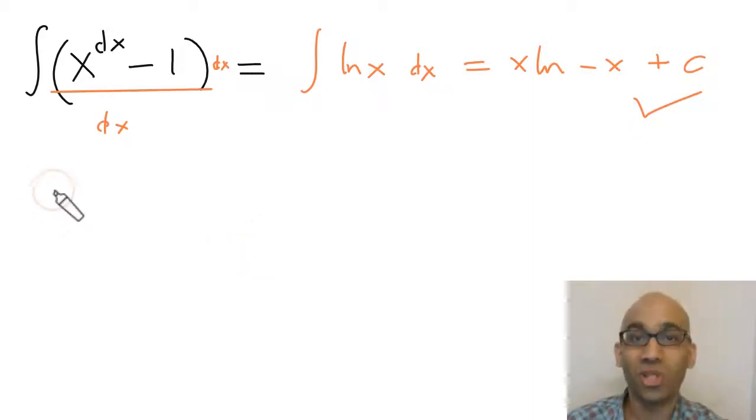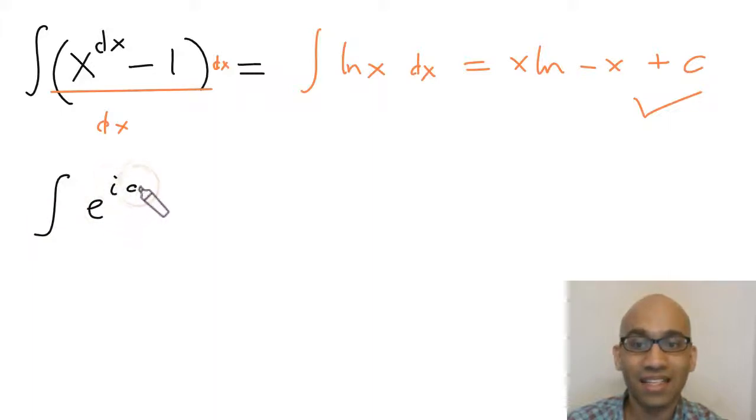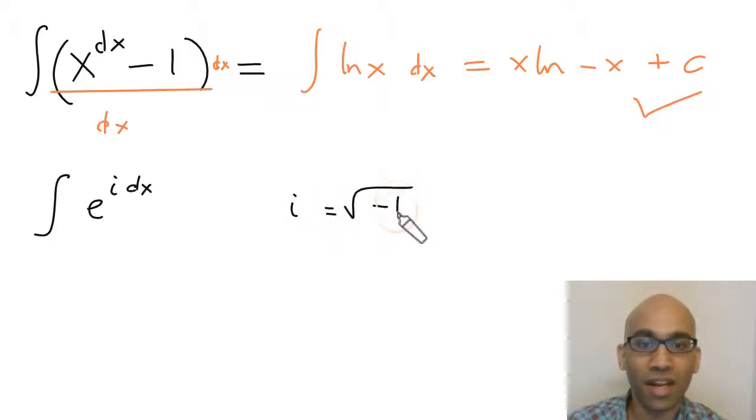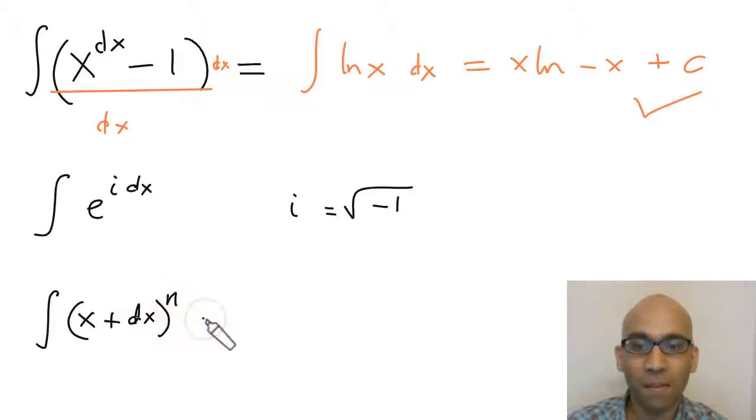And now here are your challenge problems. The first problem is e to the i dx. There's no dx here, but I know you can manipulate this expression somehow to get a dx in here in the numerator. And of course, i is equal to the square root of -1. And then the second easier one is x plus dx to the n minus x to the n, and you integrate this. Good luck.